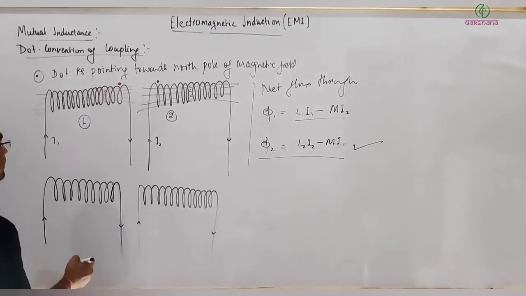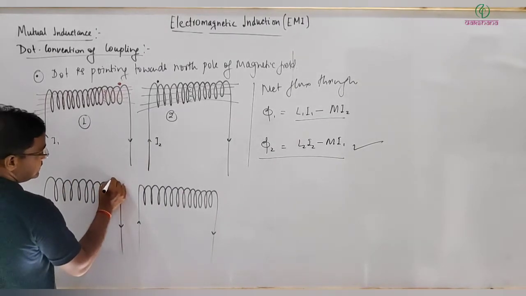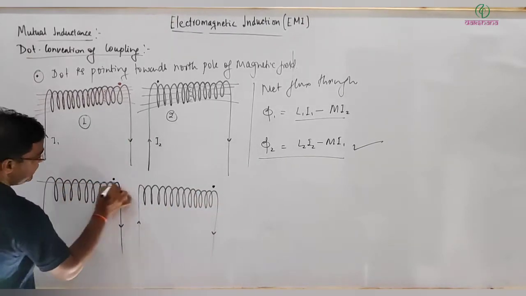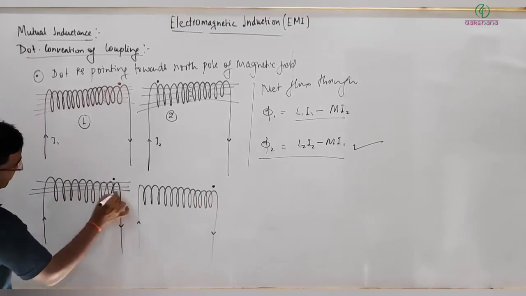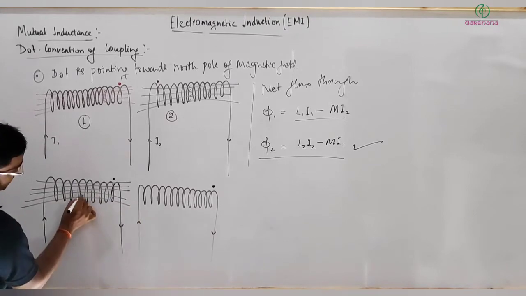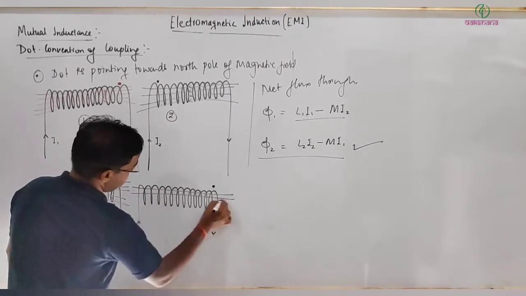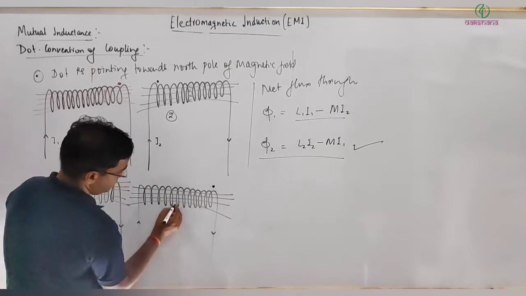And similarly, if I write here, let's say this is the north pole and here this is the north pole, it means magnetic field lines will be parallel. You can write both will be pointing in the same direction this way, and here also they will be pointing in the same direction.